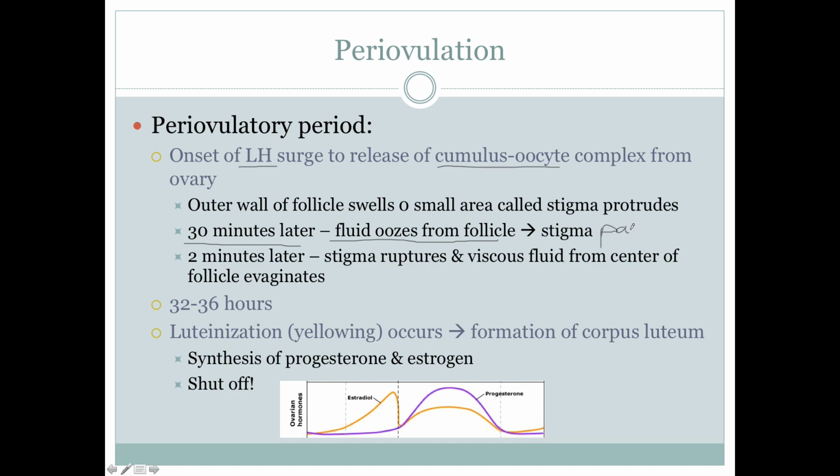So this is going to be associated with some lower abdominal pain, which is typical in menstruation too, because fluid gets into the cavity. And then after about 30 minutes of growing, the stigma will rupture, and then the follicle is going to invaginate, and then eventually it is going to pop on out. How nice. This periovulatory period is only 32 to 36 hours.